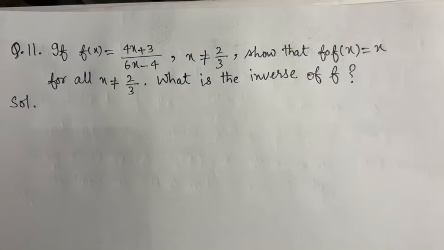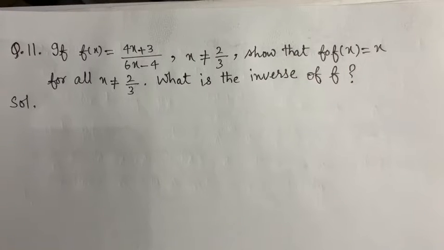First question for today's session is question number 11 for the whole of this series, in which we are discussing important questions. Let us start question 11. If f(x) is equal to (4x plus 3) upon (6x minus 4), here x is not equal to 2 by 3, that means the whole real number is the domain, except for 2 by 3.